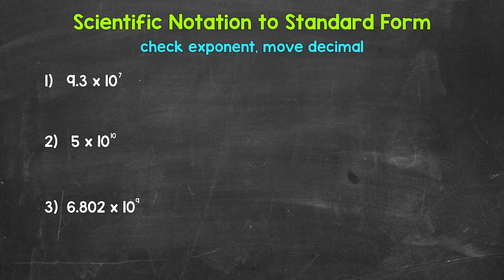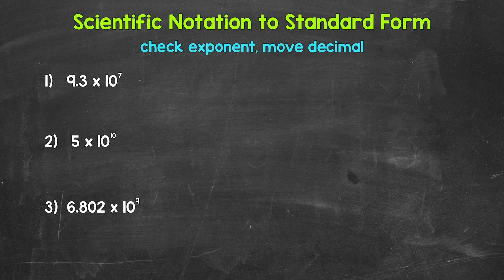Let's jump into our examples, starting with number 1, where we have 9.3 times 10 to the 7th power. And this is actually about the distance in miles that the Earth is from the Sun. So we have a large number here, a really far distance. Let's write this in standard form. All we need to do here is check the exponent and move the decimal. So let's see what this looks like.